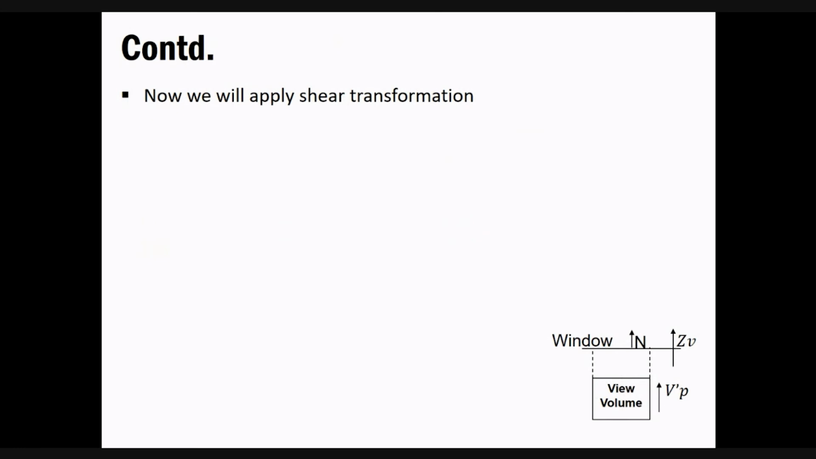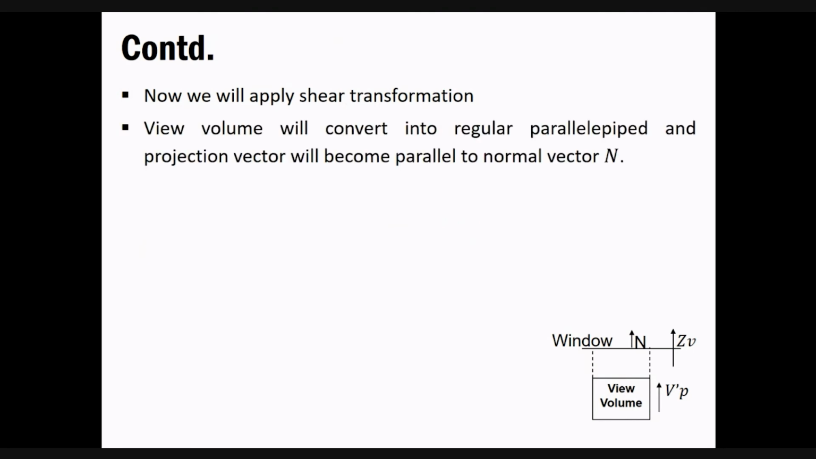Okay, so now for this we will apply the shear transformation. If I talk about shear, then one matrix that is already there should come to your mind, so we will apply the same thing. The view volume will be converted into a regular parallelepiped, and the projection vector will become parallel to the normal vector. This is the case that will be generated once we do the required thing.